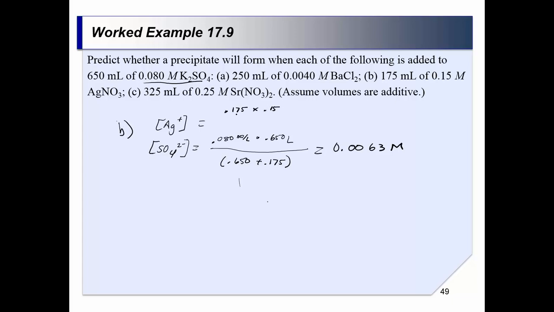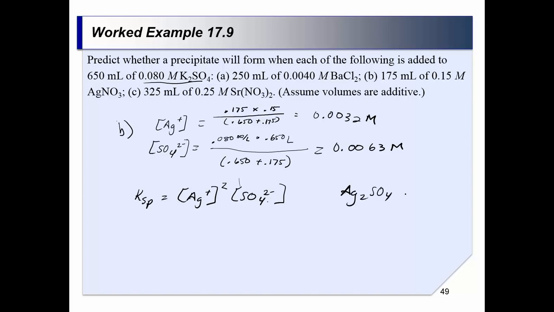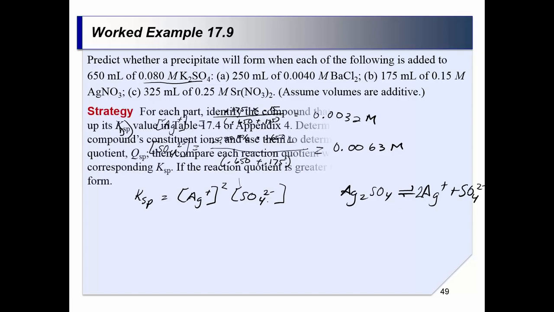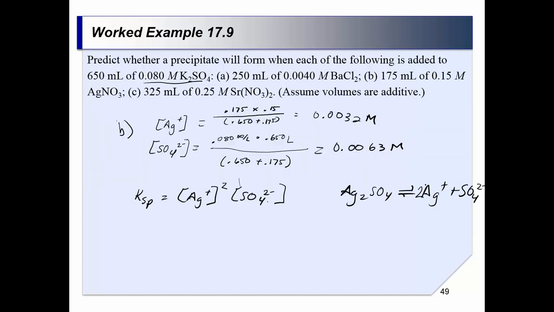Now for my silver, again, you take the volume given of silver times the concentration divided by the total volume of the solution. And I get a concentration of 0.0032 molar. So now we look at the Ksp expression for silver sulfate. Now, remember, our silver concentration needs to be squared because silver sulfate forms 2 silver 1 ions and 1 sulfate ion.